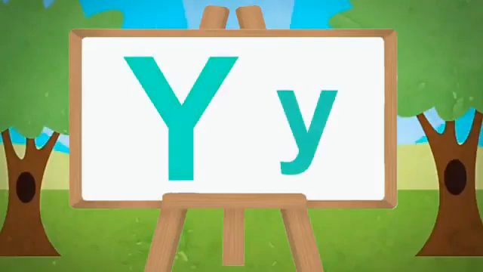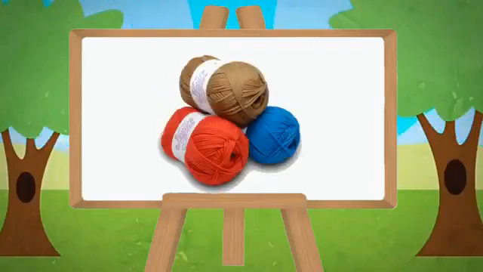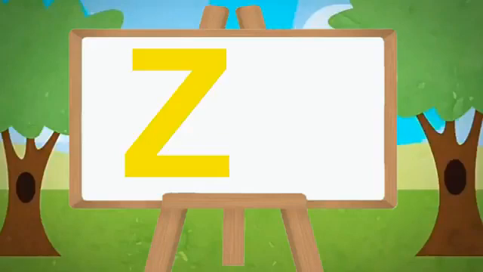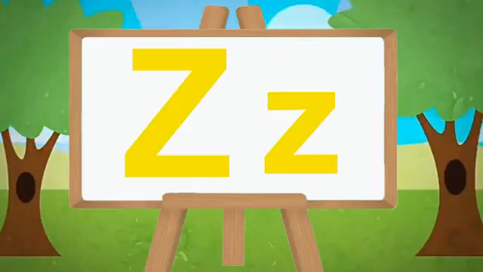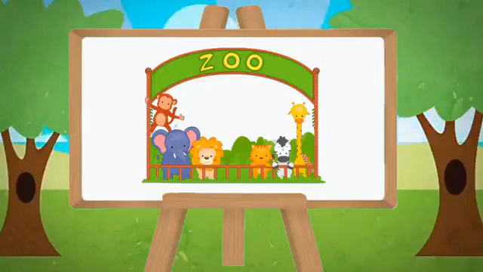Capital Y, small y. Y for yak, Y for yarn. Capital Z, small z. Z for zebra, Z for zoo.